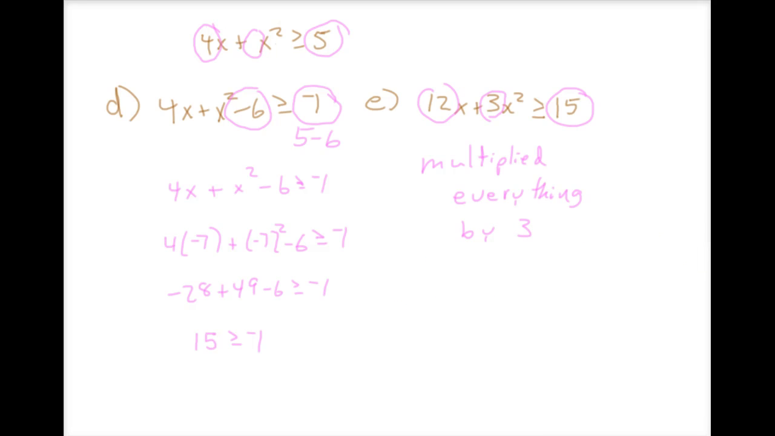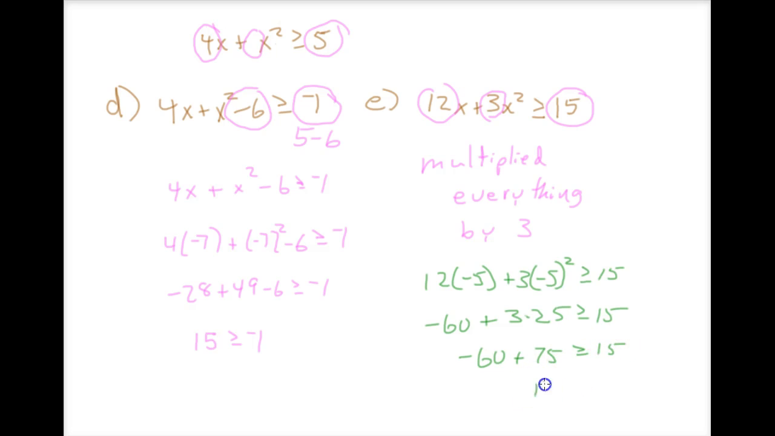Well, let's see. Negative 5 was one we know works. Let's try. 12 times negative 5 plus 3 times negative 5 squared is greater than or equal to 15. Negative 60 plus 3 times, this is 25, is greater than or equal to 15. Hopefully you see that this is negative 60 plus 75, which is greater than or equal to 15. It's exactly equal to 15, but it is greater than or equal to. The equal to counts. We made it. Exercise 1.